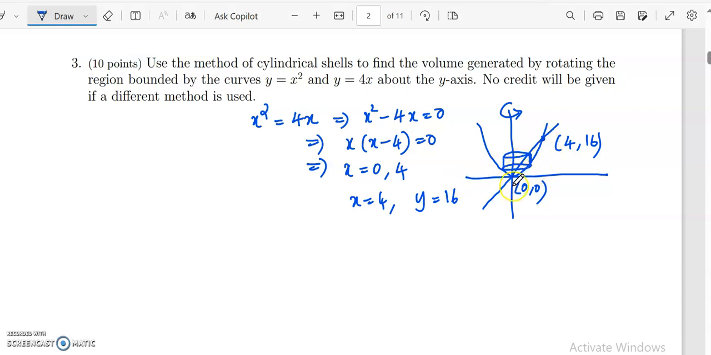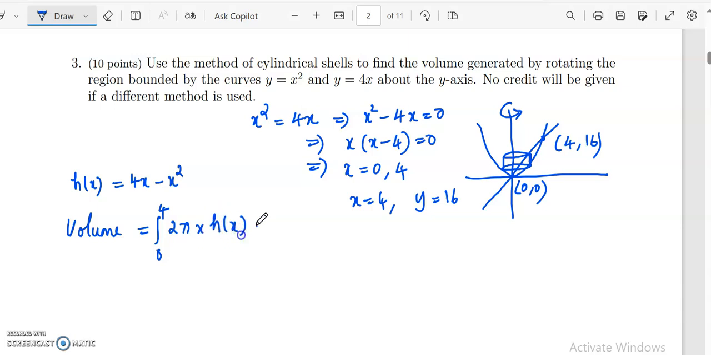So we need to do this for all x varying from 0 to 4, and here the height h of x will be equal to, so height will be, when we take this strip, the above part will be 4x and below we have x square. So height is going to be 4x minus x square, and volume will be given by, so volume will be equal to integral 0 to 4 2 pi x into h of x dx.